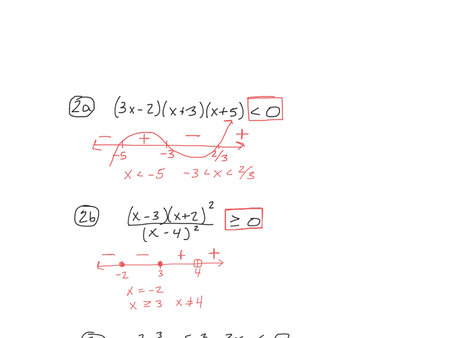And now the question is saying, when is it less than 0? When is it negative? These would all be open dots because we don't want it to equal 0. When is it negative? It's negative when x is less than -3. And then as you can see here, between 0 and 1/2. And those would be your solutions there.